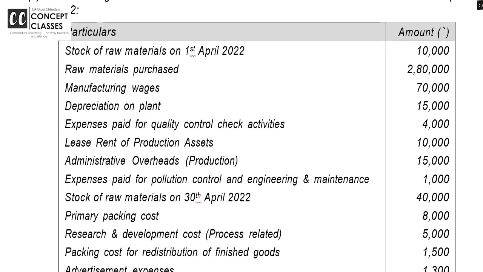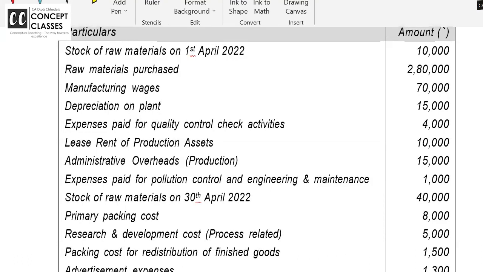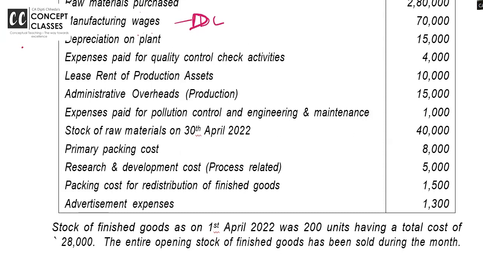Where do we take each item? Opening stock of raw material. Raw material purchased. Manufacturing wages are nothing but direct labor. Depreciation of plant and all will come in factory overhead. Expenses for quality control, as I said, after the works cost, are asked separately. Lease rent of the production assets. So factory-related rent, depreciation, insurance, repairs, everything of the plant and machinery goes in factory overhead.